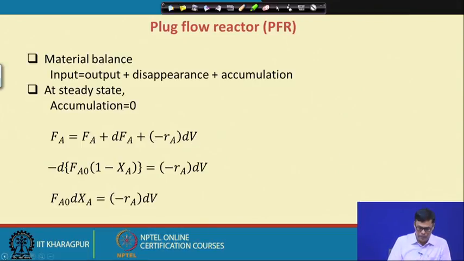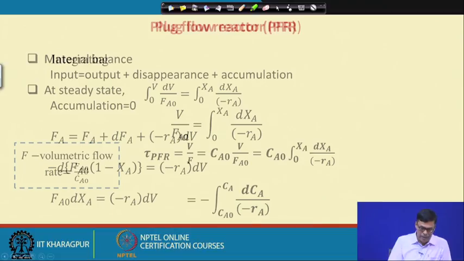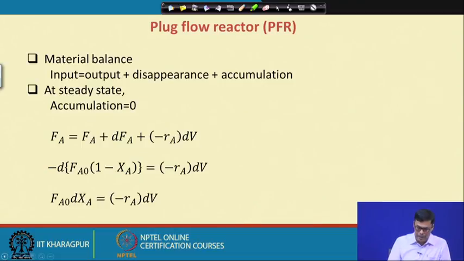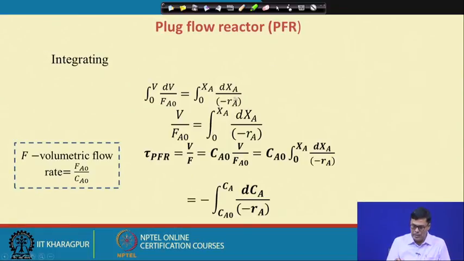If you look at the previous equation, it is like this. So we can write d V by F A 0, taking F A 0 here, equal to d X A by minus R A. Am I right? So that is exactly what he has written here: d V by F A 0 equals d X A by minus R A.